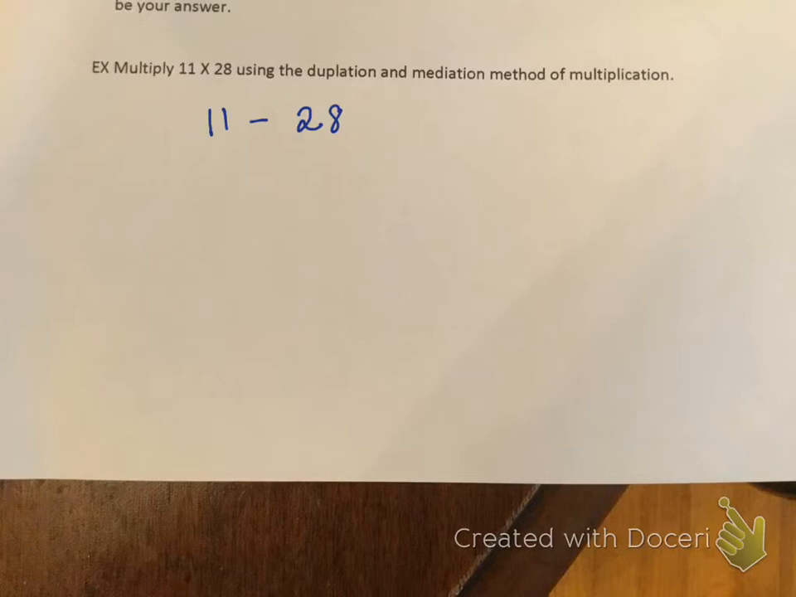Okay, the directions said to write the numbers side by side, which I did. Then it said to take that left-hand number and divide it by 2. So 11 divided by 2 is 5.5. I'm going to write down the 5 and ignore the 0.5. Now I'm going to take the 5 and divide it by 2. 5 divided by 2 is 2.5, so I ignore the 0.5. Then I divide the 2 by 2, which is 1. Now I know how many rows I have. If you want, you can put lines here just to keep track of what's what.